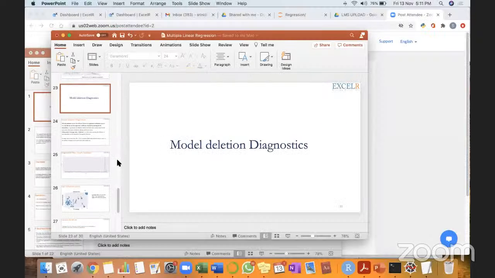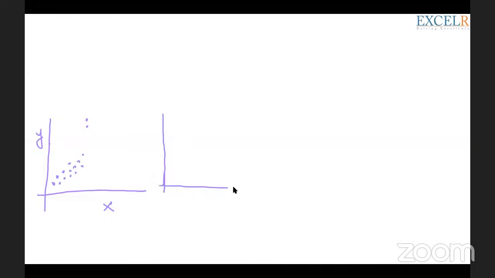So let me have a new slide here. For example, I have a data set like this. So this is X and this is Y. Okay. Data set is like this. So these are the data points. And another data set is like this, without just these two data points. So this is my data set.